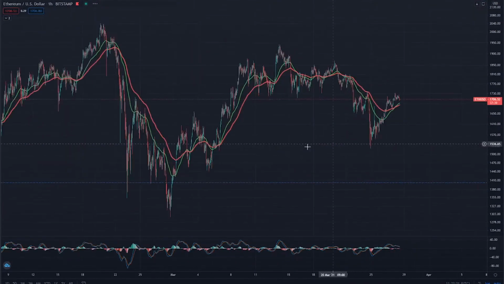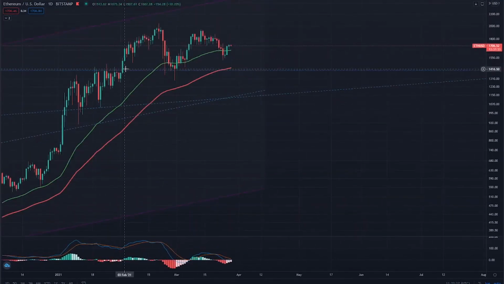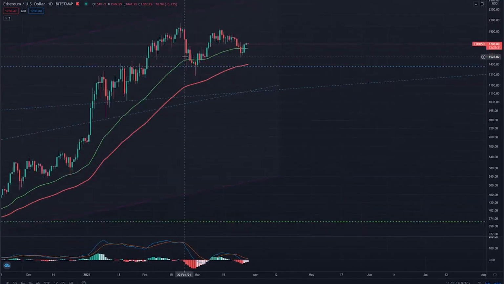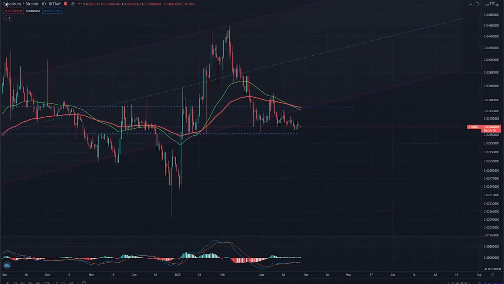Taking also a look at Ethereum, we can see that it was going sideways for pretty much 2 months now, still staying above the all-time highs from 2017, but the performance is not amazing the past few weeks. Also checking the Ethereum Bitcoin ratio, we can see that the ratio is staying pretty much the same, so the Ethereum and Bitcoin are doing pretty similar moves.